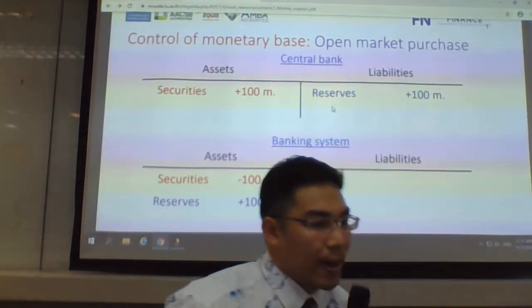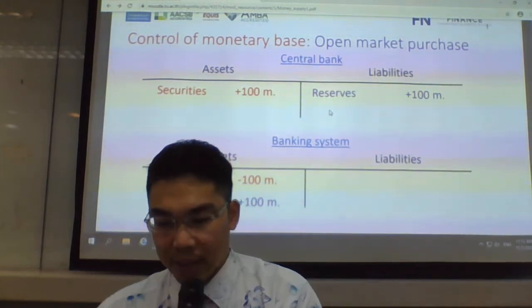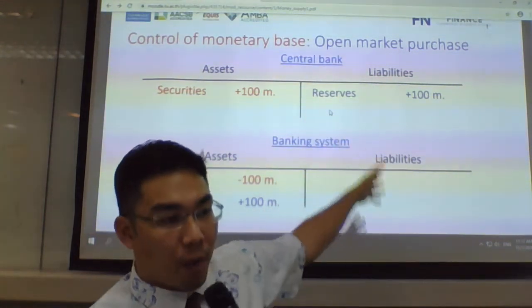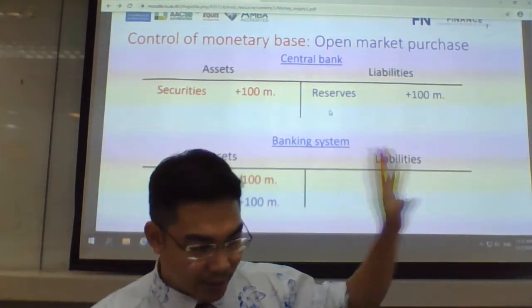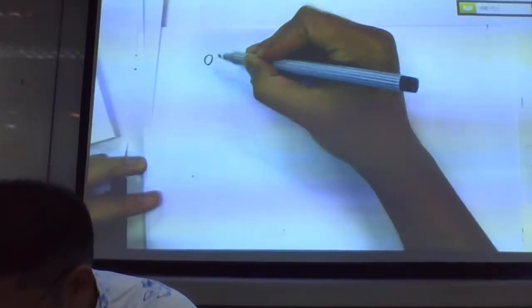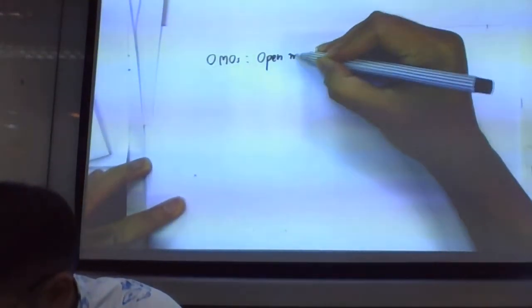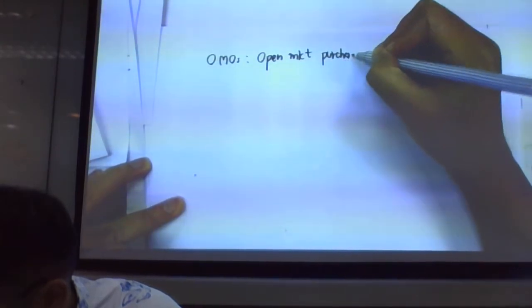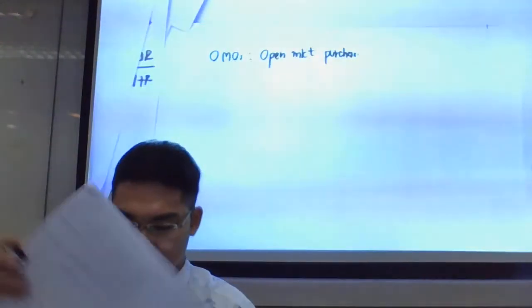Let me show you this one. I think it would be better if I just write it down. What I will write down here is something that will show on your PowerPoint, but I think you should see the derivation. It will make you understand this clearer. Now let's examine the open market purchase first. We talk about OMO, right? For this one, it's an open market purchase. Let me just try this one first.